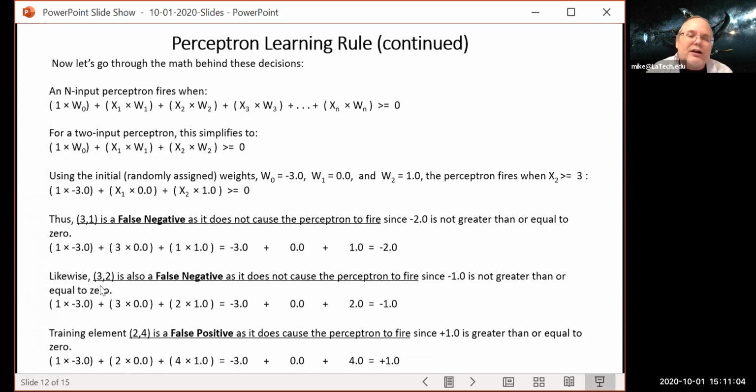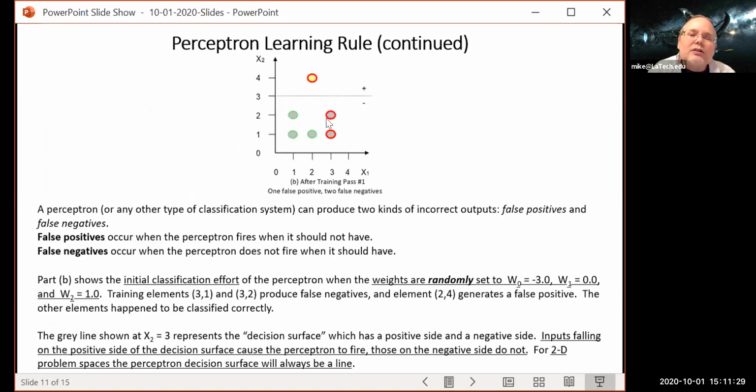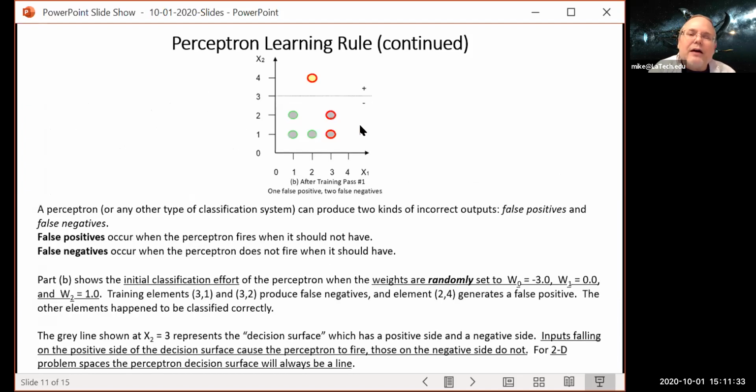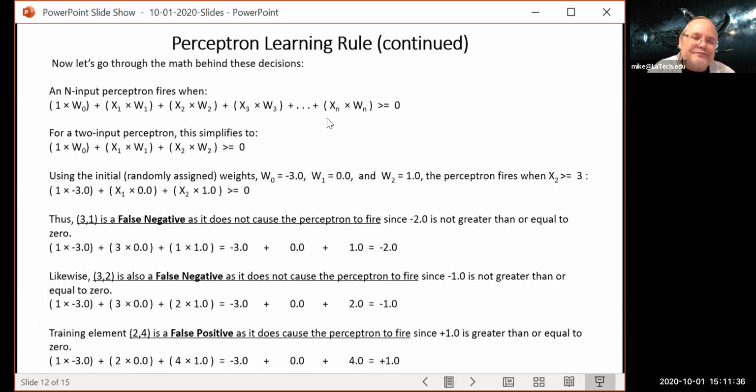3, 2, likewise. 3, 2 is a false negative, right? 1 times -3 is -3, of course. This is 0, and it was what? It was 3, 2. So 2 times 1 is 2. So you've got -3 plus 2 is -1. That is not greater than or equal to 0, so 3, 2 does not fire. However, it should have fired. That makes this a false negative.